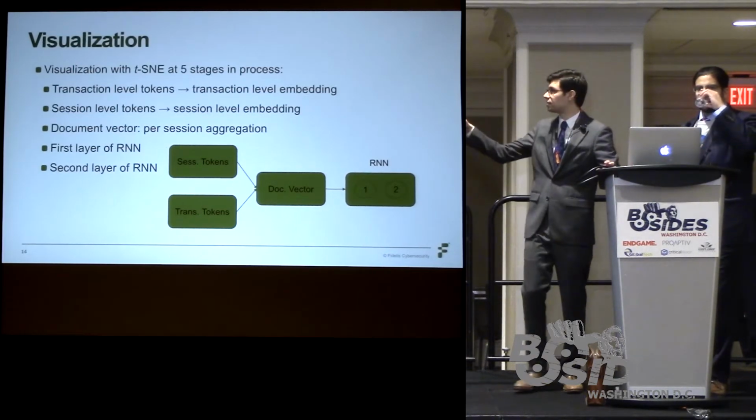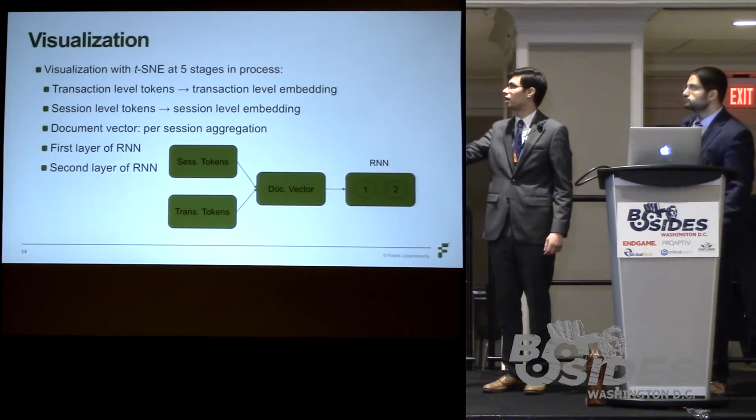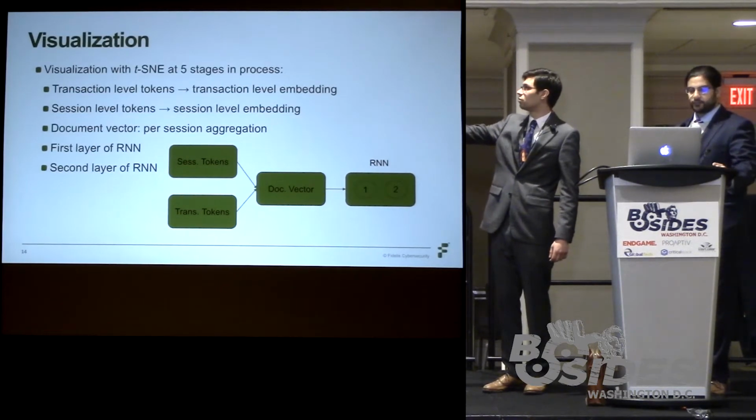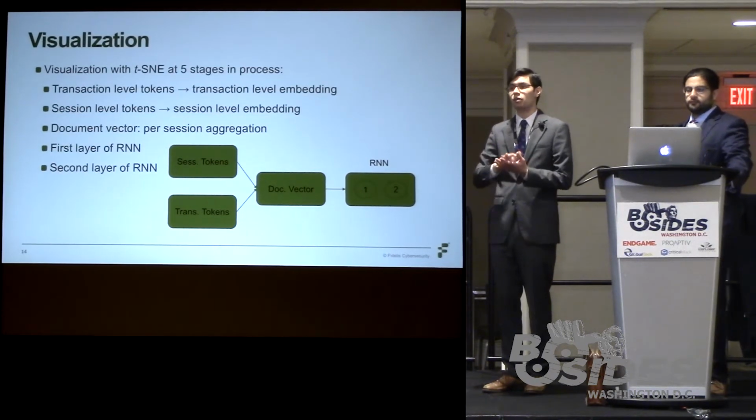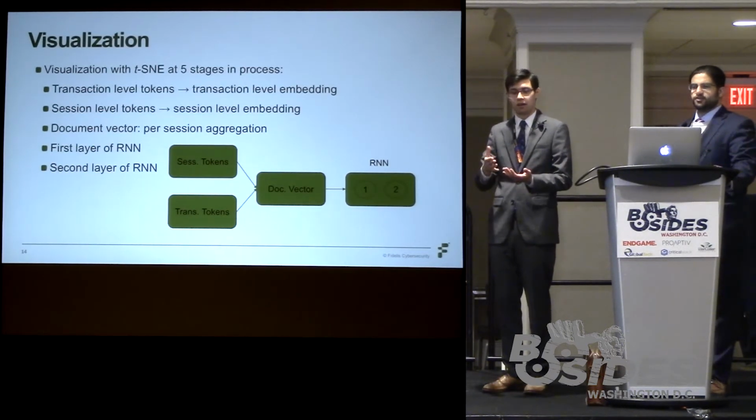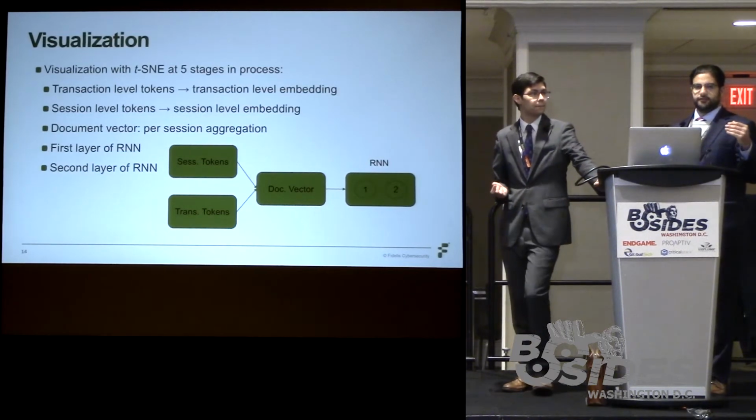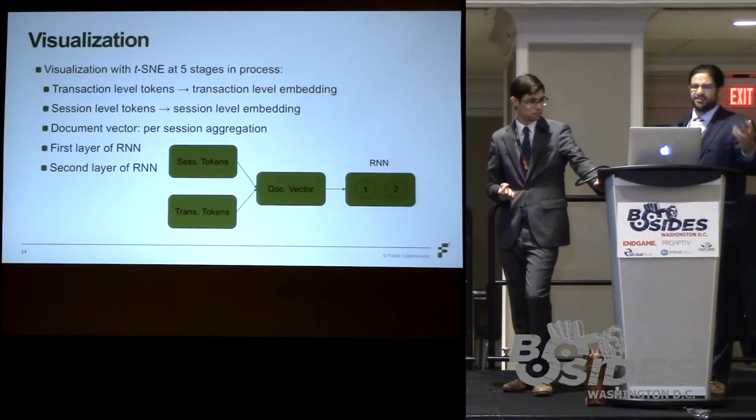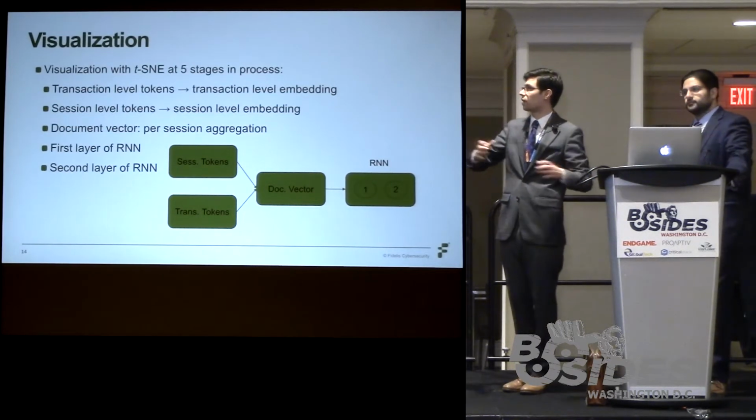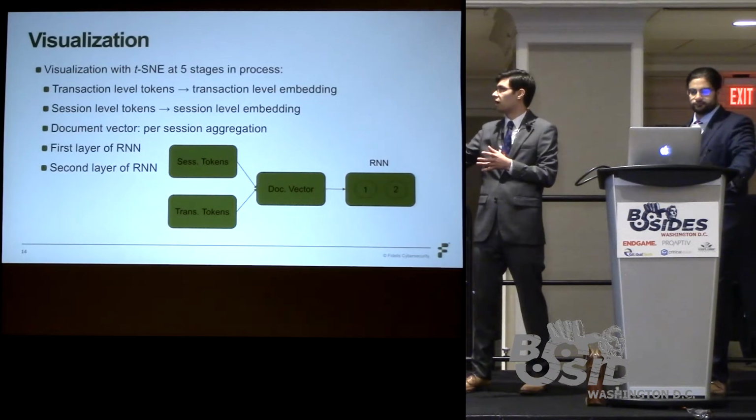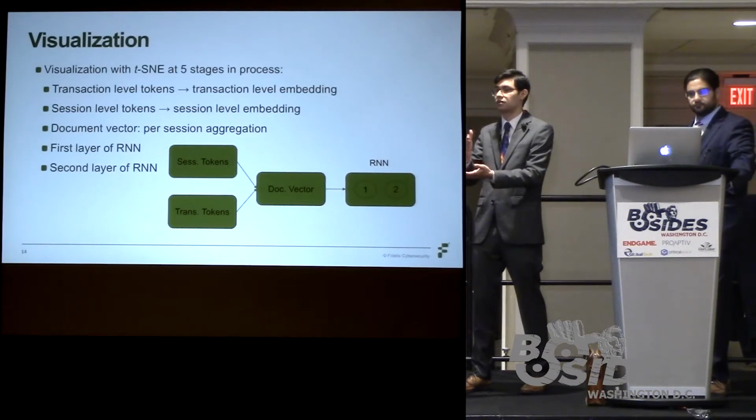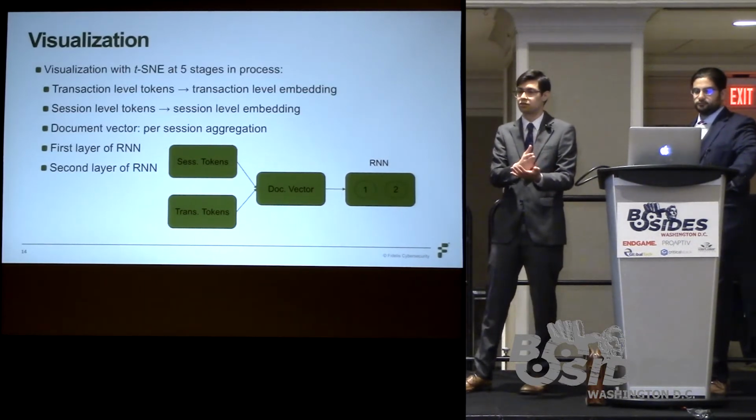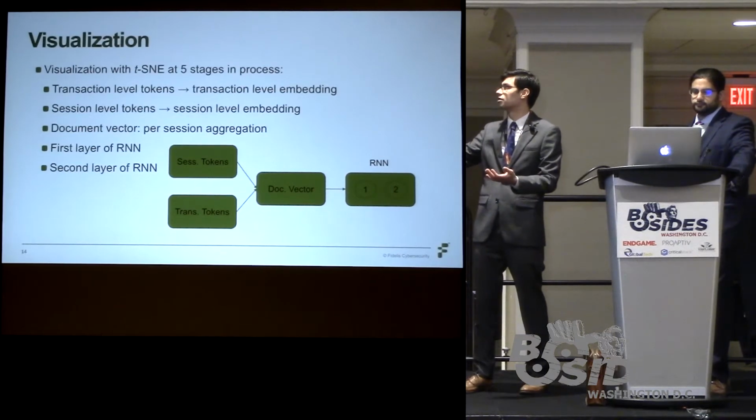So here are the 5 stages that we're going to visualize this on. One stage is the transaction level word embeddings, because within each session are the transactions. So these are the various network operations, the HTTP operations, for example, in an HTTP session. Yes, and then you assemble these transactions, and you get sessions. And there are certain things that are constant across sessions, but are not constant across transactions. So these are the tokens that are at the session level.